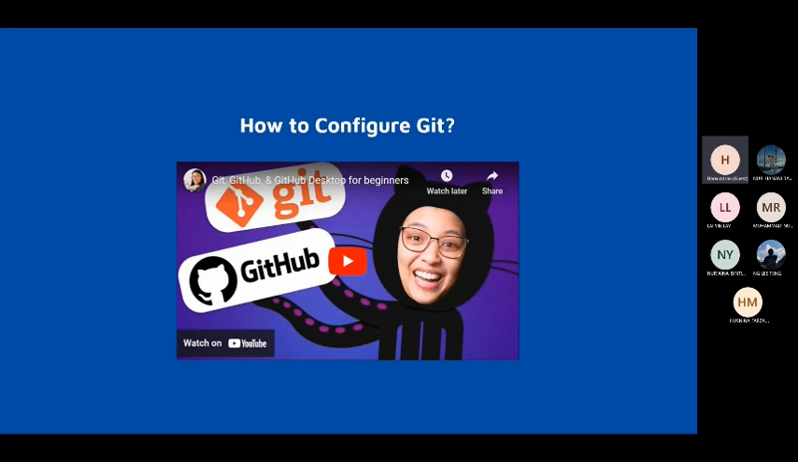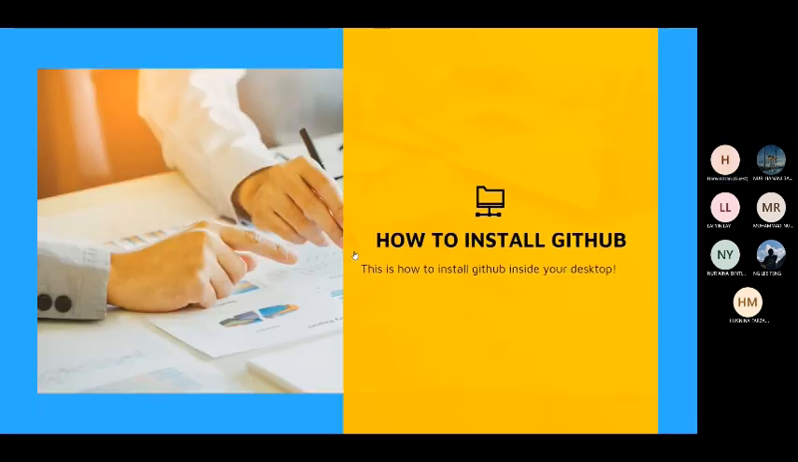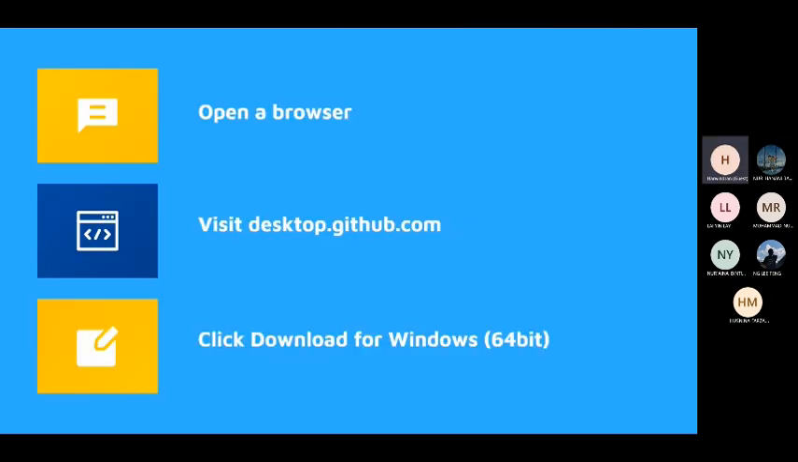This is how to configure Git. I will share the link on WhatsApp as well so you can have a look. How to install GitHub on your desktop. First, you need to open your browser, then visit desktop.github.com. On that website, you can click download for Windows, 64-bit or 32-bit. It's based on your system.